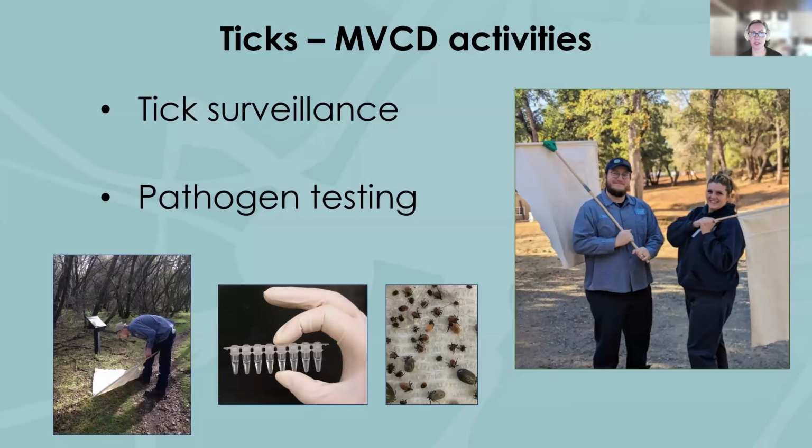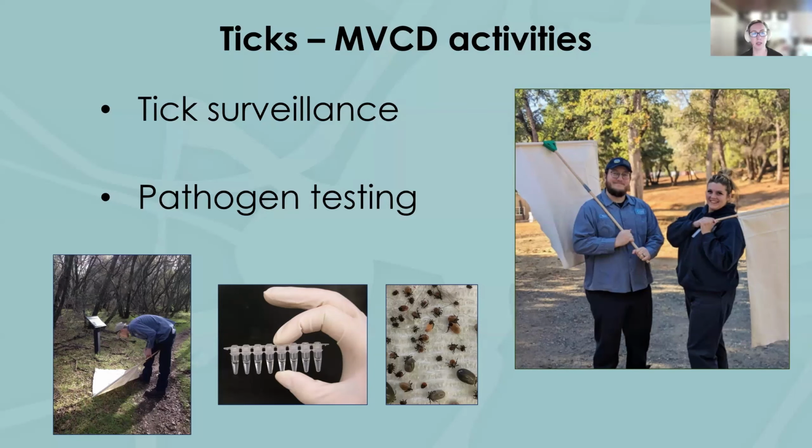So I want to talk about what mosquito and vector control districts do with ticks. So ticks in California are primarily a threat for people who are doing outdoor recreation or outdoor work, as opposed to people who are spending time on their own residential property. On the East Coast, in the Northeast, what we see a lot is exposure to ticks in people's backyards. And that's really different than the epidemiology of ticks and tick-borne diseases in California.